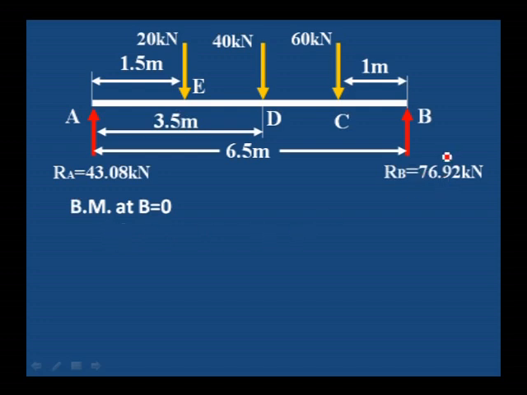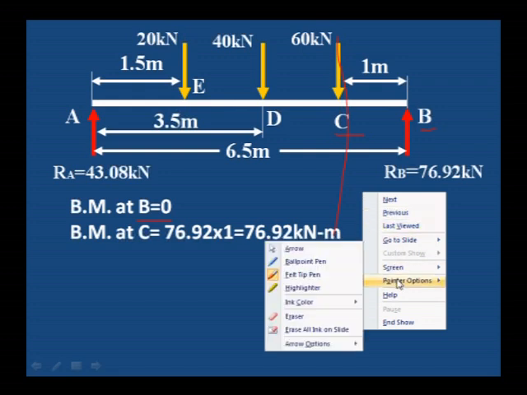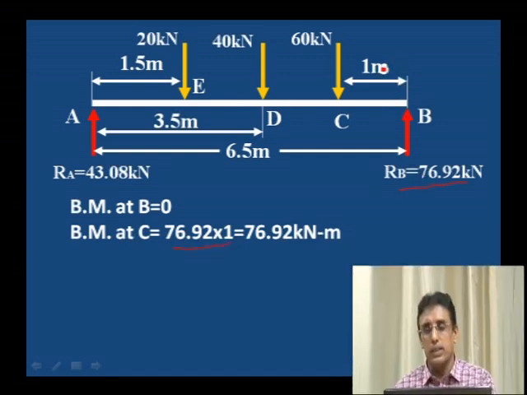Bending moment at B is 0. For a simply supported beam, bending moment at the support is 0. Bending moment at point C: you have to see only the right side of C. Right side of C, only one force is acting, that is reaction RB, 76.92, into distance of 1 meter. RB into distance, 76.92 kilonewton meter is the bending moment at C.